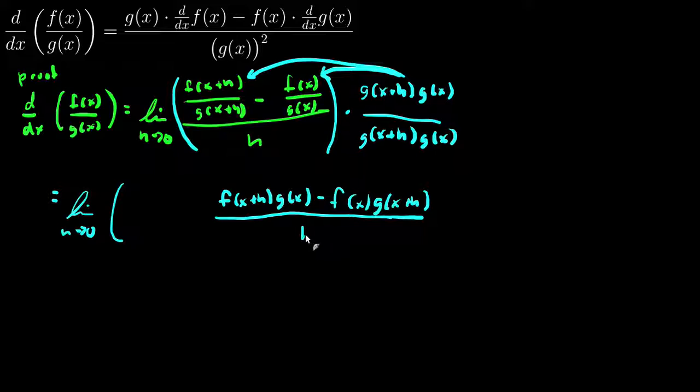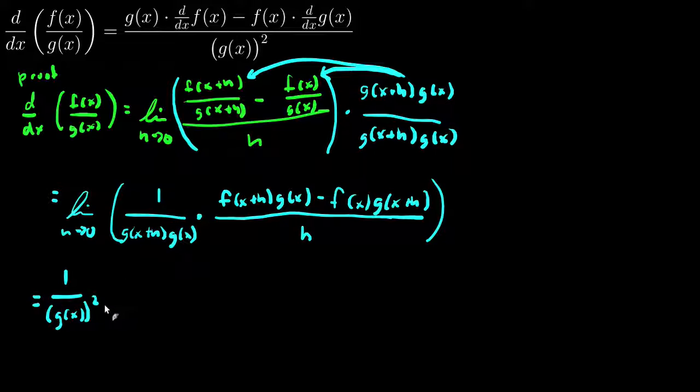I'll have this over h here. And I'm just going to bring this over here as 1 over g of x plus h times g of x. Now a few things I can do here. This right here, as h approaches 0, g of x plus h approaches g of x, so that's going to be 1 over g of x squared.